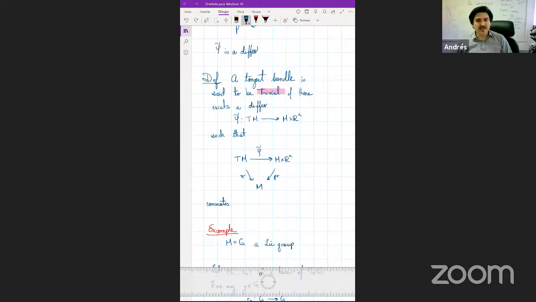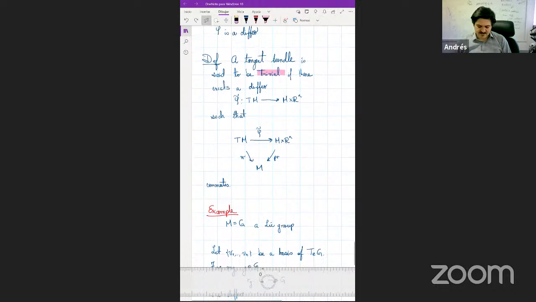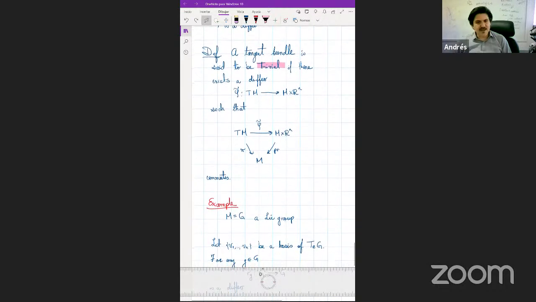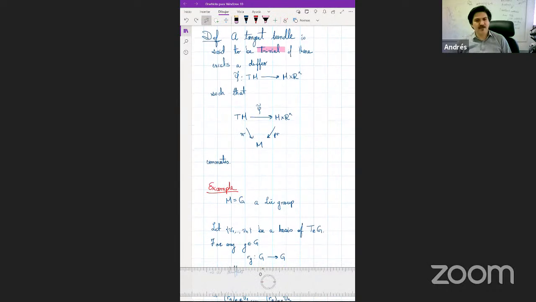So consider a Lie group and take a basis of the tangent space at the identity. So you have n vectors there. Okay? Now, for any element of the group, we have this map, right multiplication.